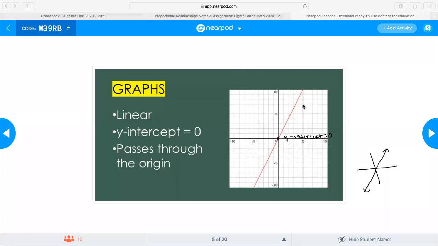Any questions? That's it. This line is going through the origin, has a y-intercept of 0, therefore that's proportional. So if I was writing my notes, I would draw the graph like this, put that the y-intercept equals 0, making this proportional.